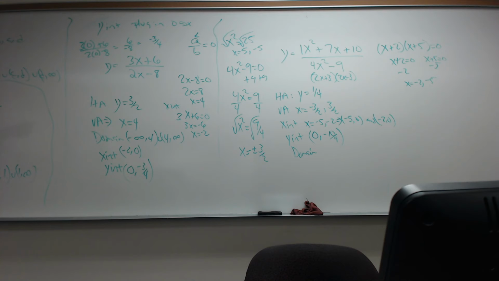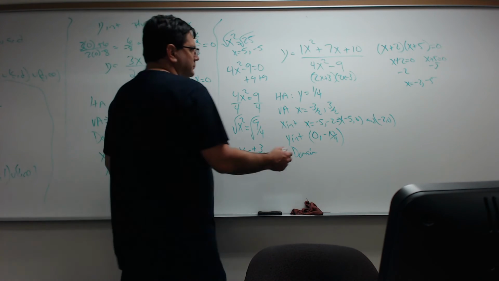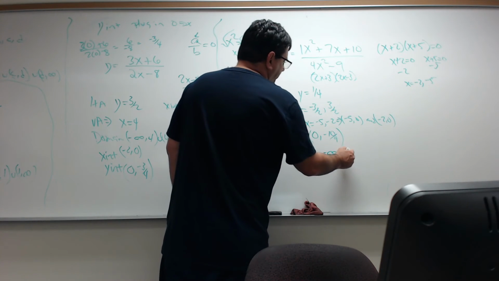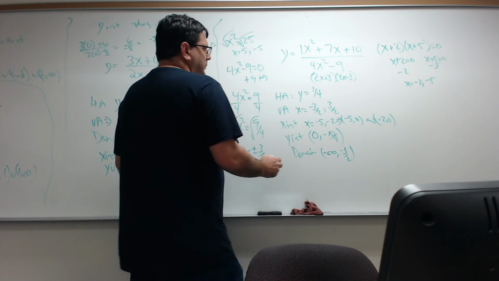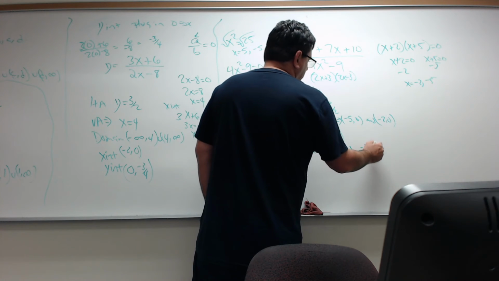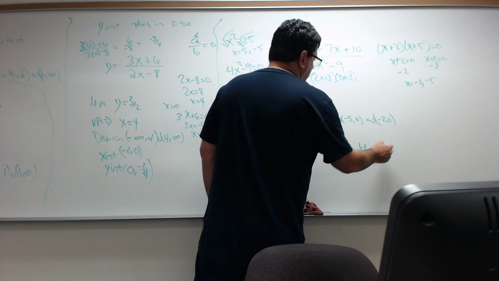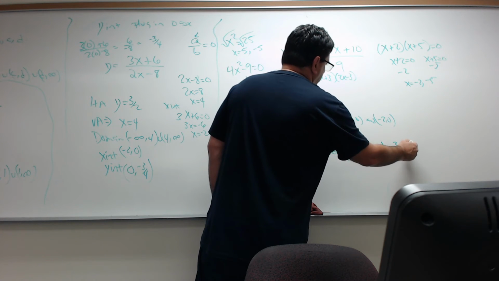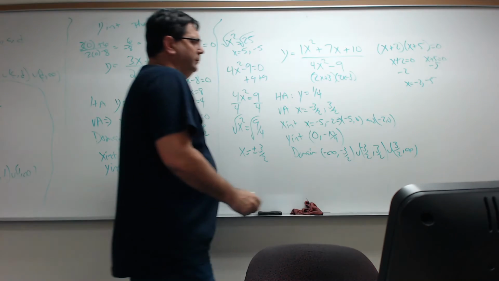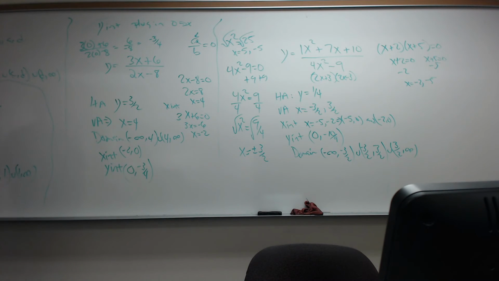And that brings us to the domain. What are you going to put? Catherine, go ahead and finish it up. Negative infinity to negative 3/2. Yes, union negative 3/2 to 3/2. Nice. Union 3/2 to infinity. Excellent.